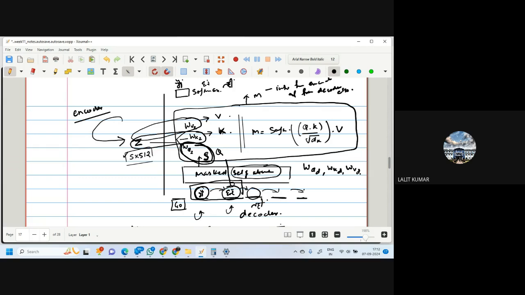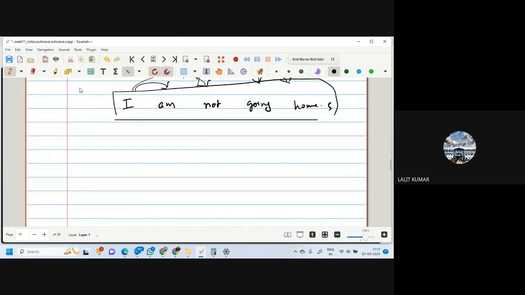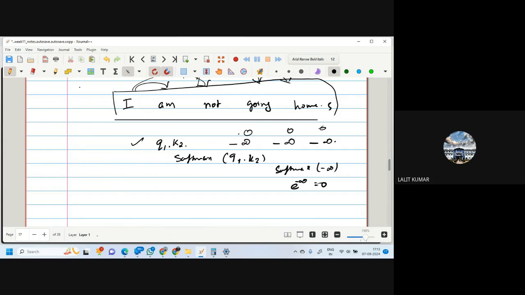At the first step, I use only Q1, K1, and for the rest I put minus infinity, because I find a softmax over the scores. So for the rest it will become zero. Softmax of minus infinity is zero, because e to the power minus infinity is zero. At the second step, I use Q1, K1, Q2, K2, and the rest all minus infinity.